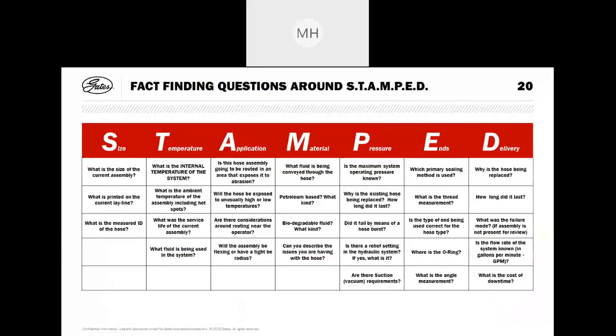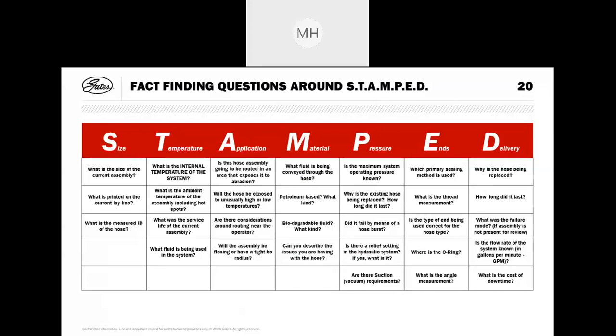So through the stamped process, there's a lot of fact-finding questions in here. We've gone through a lot of these. So like the size, what is the size of the current assembly, what's printed on the lay line, temperature. So a lot of the questions, internal, external, what's happening there, how long has the hose been in place for, which we're replacing if they know.